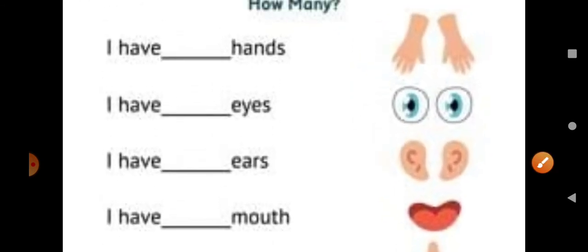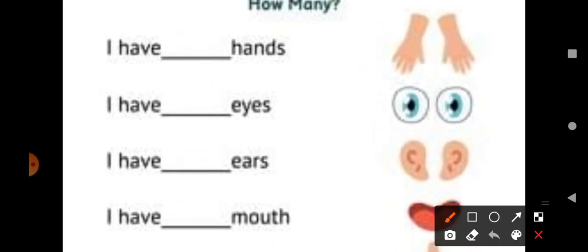So now next one is how many. We already saw that we have some organs in pairs and some are not in pairs, right? So now we are going to see how many we are having, okay. First one, I have dash hands. How many hands do you have? We have 2 hands. You can write like this or you can write in words also.